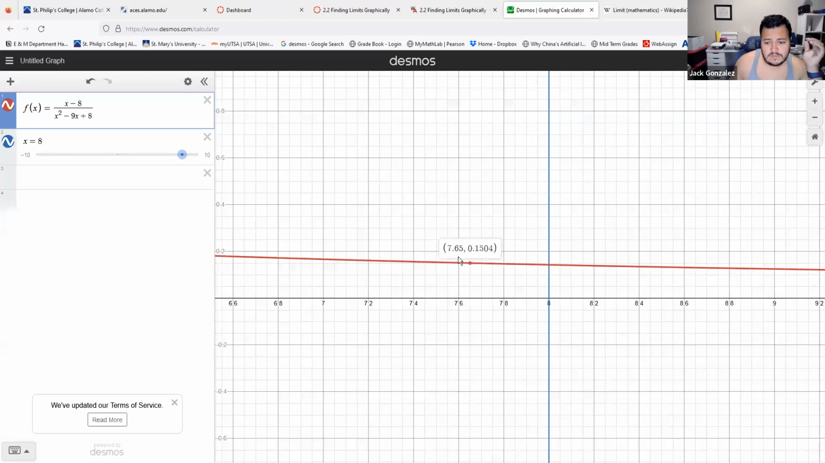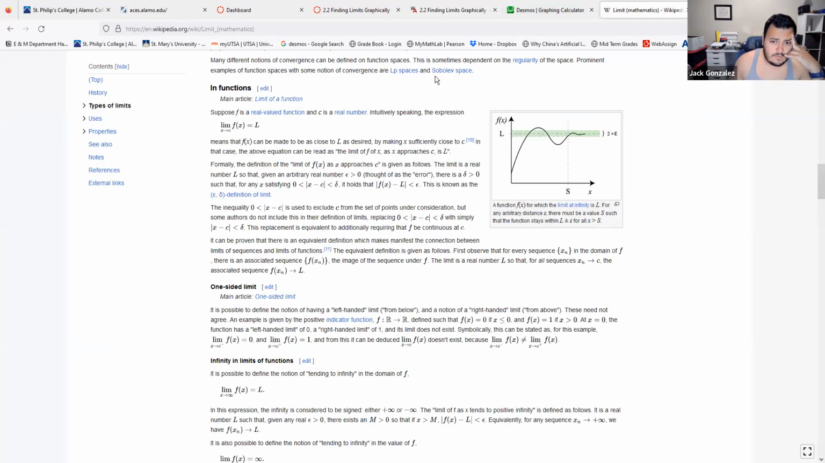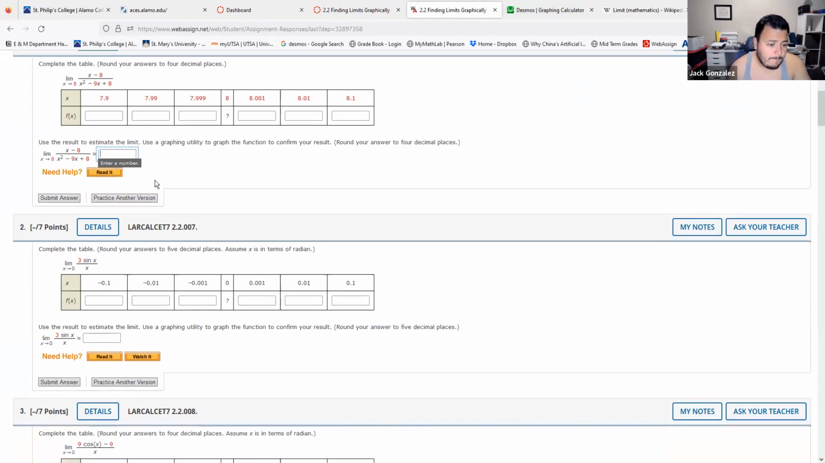It's literally this. As I go from the left, it approaches some y, and from the right, it approaches some y. If they are the same, you say the limit exists. But don't be intimidated by reading the book, although this becomes very important if you go deep into math. Anyway, any questions on number one?